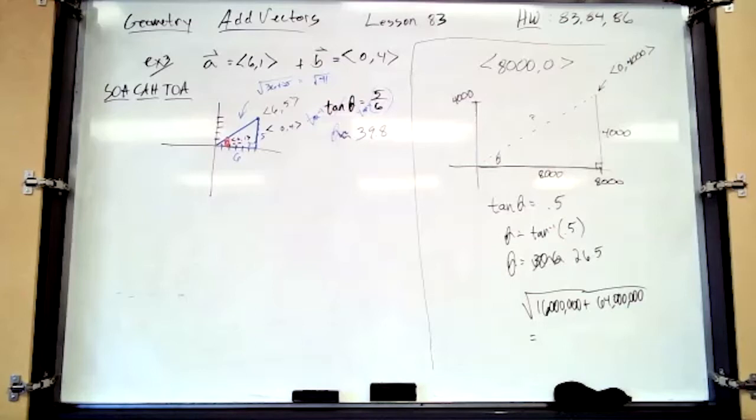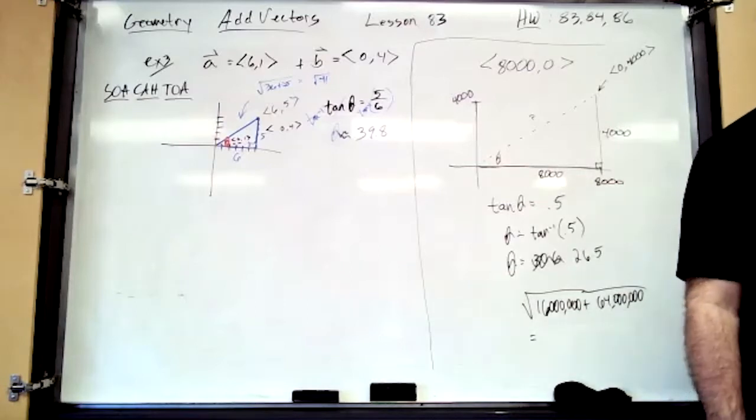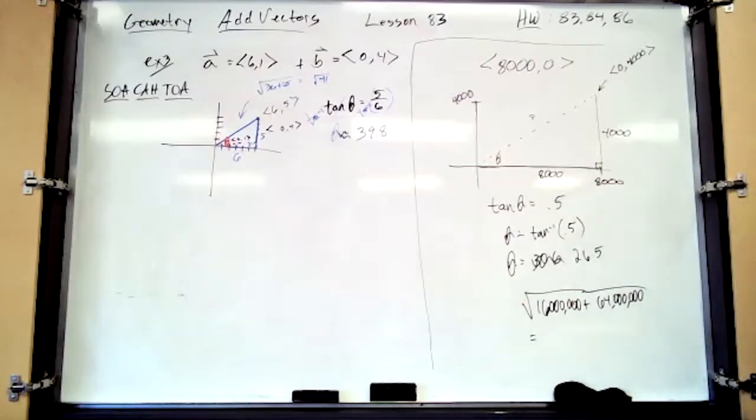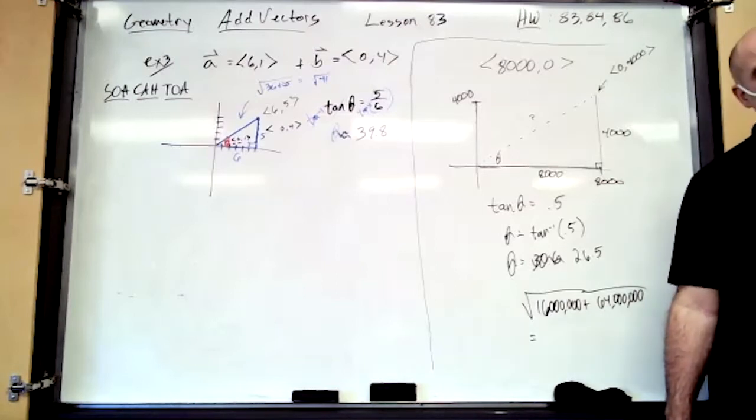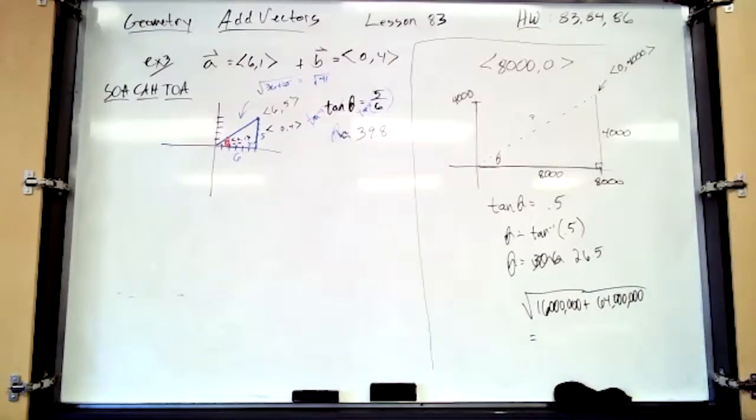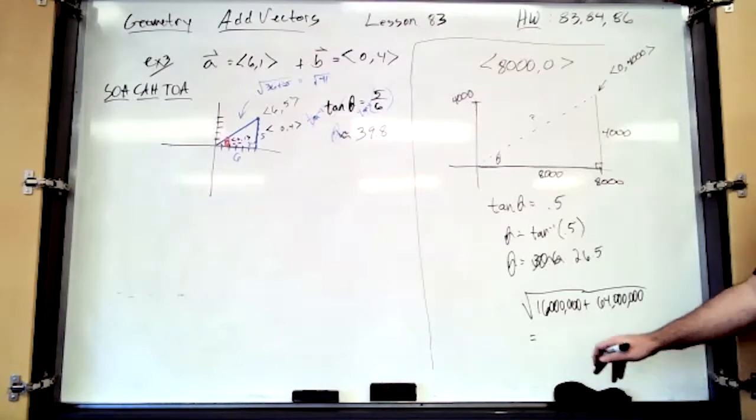How many zeros are in 80 million? Is it 7? 6 or 7? So 8 and then 7 zeros, square root that. It is 4,000 radical 5.